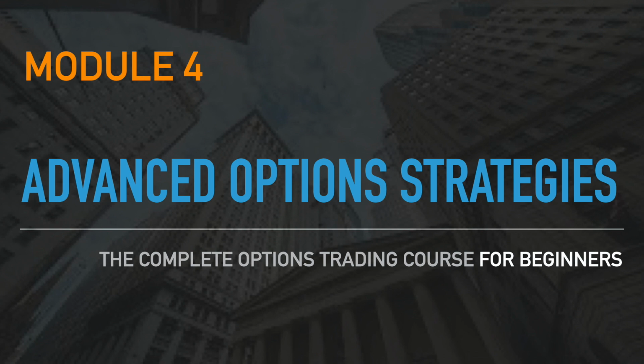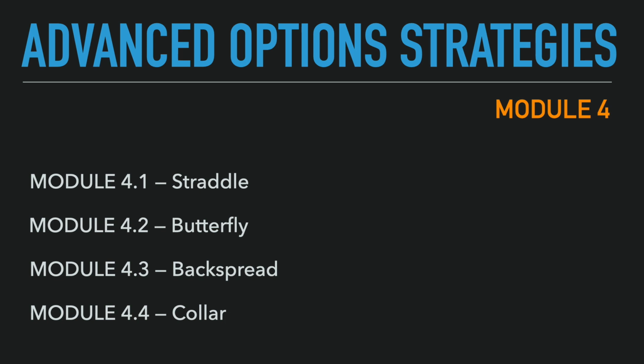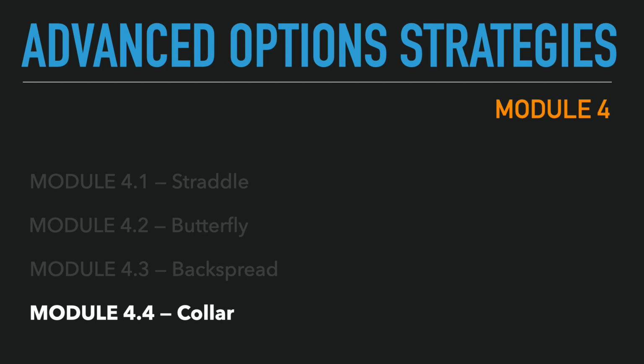Welcome back to Module 4 of Options Trading Foundation, the complete options trading course for beginners. Module 4 is all about the advanced options trading strategies that are suitable for beginners. In this video, sub-module 4.4, we will cover the very last option strategy which I want to share with you guys in this beginner course. It's called the collar, and we will wrap up the entire course by giving you one last case study on Apple stock. You will learn how to use the collar strategy to lock in any price range you want on any stock. Alright, let's get started.